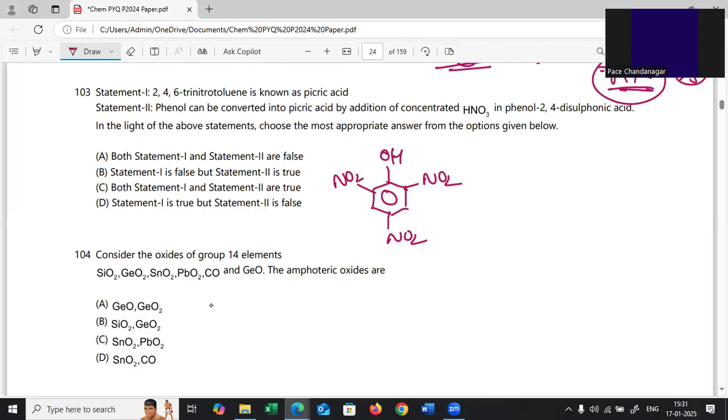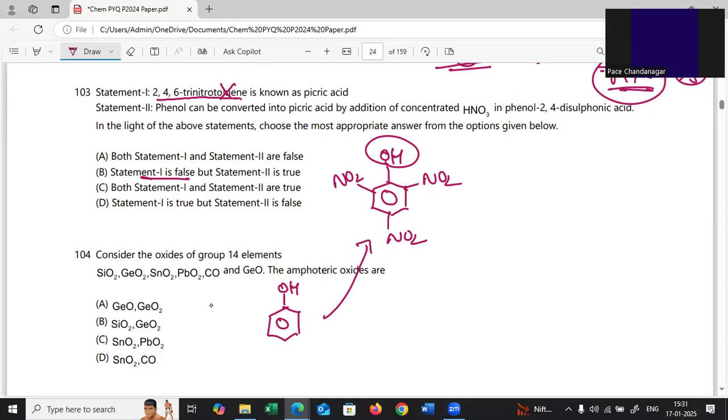Okay, so statement 1 गलत है. Statement 1 क्या बोला? 2,4,6 ट्राइनाइट्रोटोल्यूइन बोला. No, it is not toluene. Okay, this is OH group, phenol. Phenol group is picric acid group, right? So trinitro, and then this phenol is your picric acid. And ab kya bola? Phenol can be converted to picric acid in the presence of concentrated HNO3.